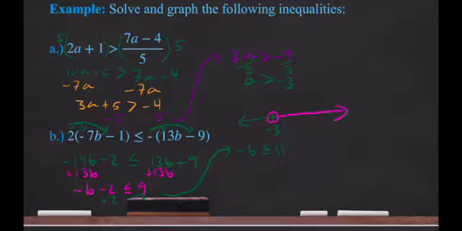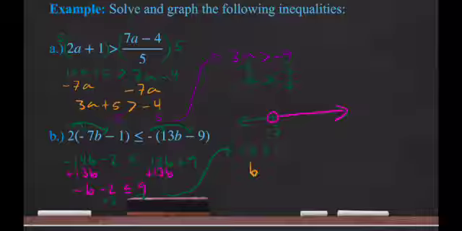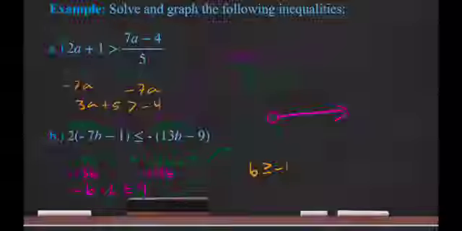Okay, we have a negative. If we want to switch the negative to be positive, we're going to have to flip everything. So remember, this would be a b. Flip your inequality because we are technically multiplying or dividing by negative 1. Then this would be negative 11.